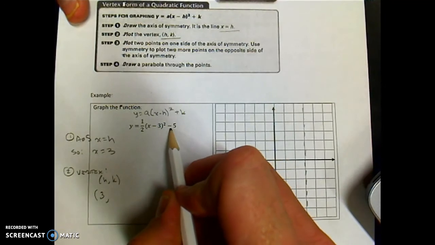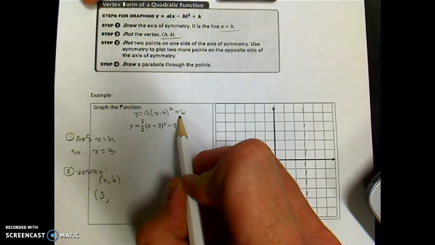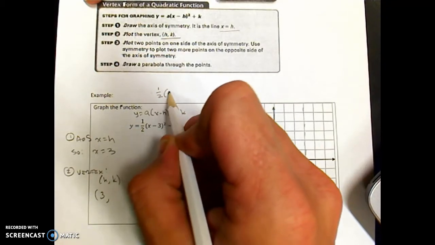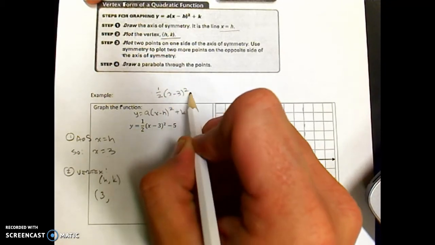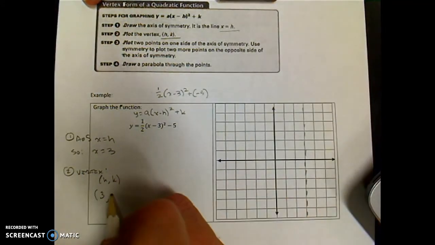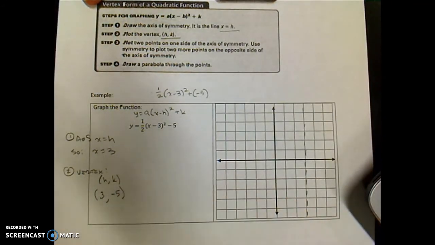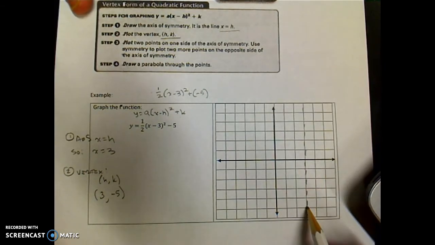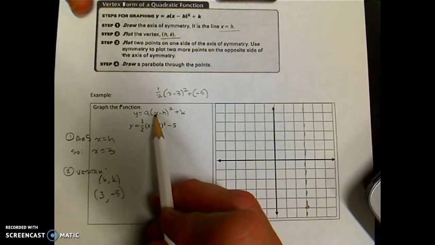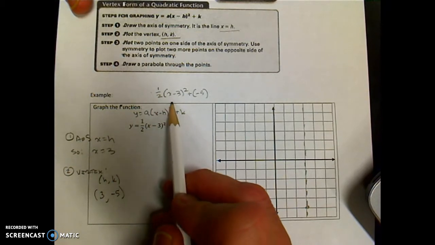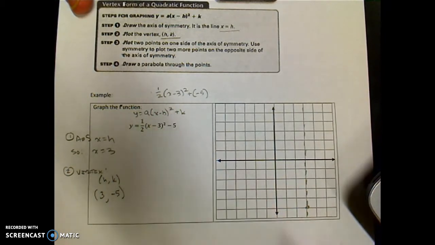Now this says minus 5. Our general form says plus 5. Keep an eye out here. Look what happened. We had 1/2 times x minus 3 quantity squared plus a negative 5. So my y value for my vertex is going to be negative 5. Similarly, had this been x plus 3, we'd have to think about it being x minus negative 3. Keep an eye on your signs here.